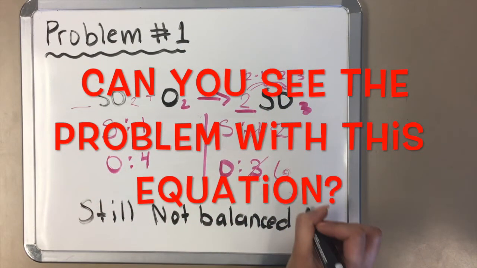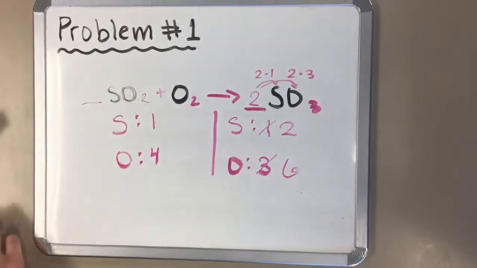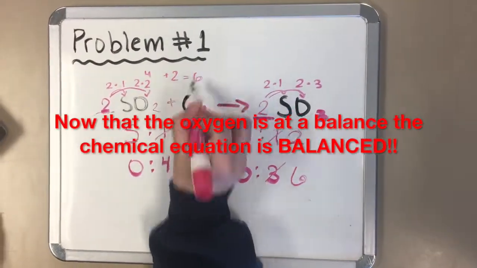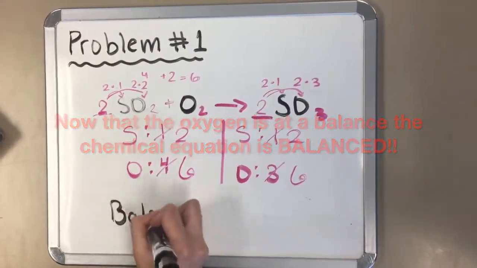As you can see, there's a problem with this equation. It's still not balanced. The oxygens are not in balance. Now that the oxygen is at a balance, the chemical equation is balanced.